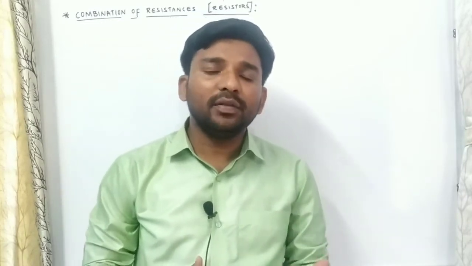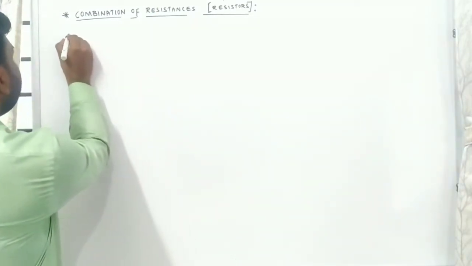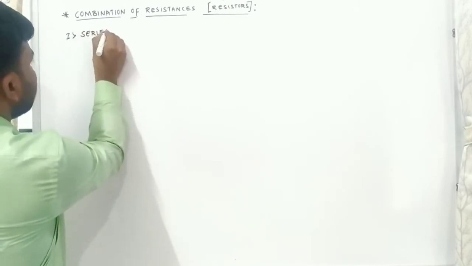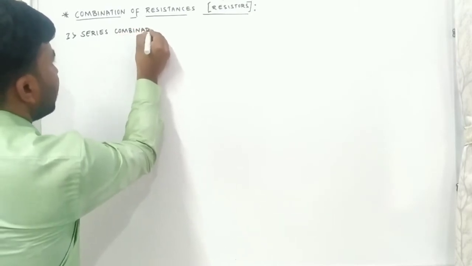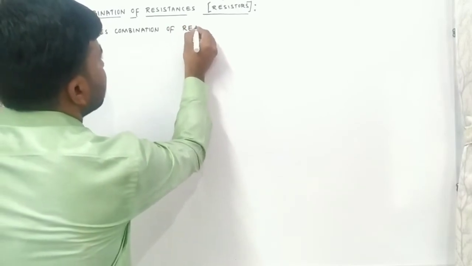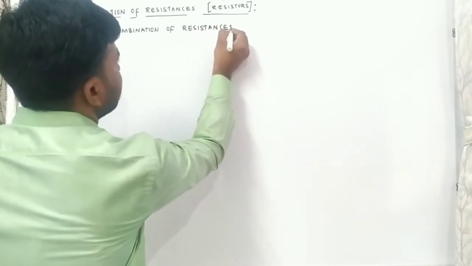So here we have two methods to combine the resistors. One is series combination and another one is parallel combination. So let's study. First one is series combination of resistances. Series combination of resistances.